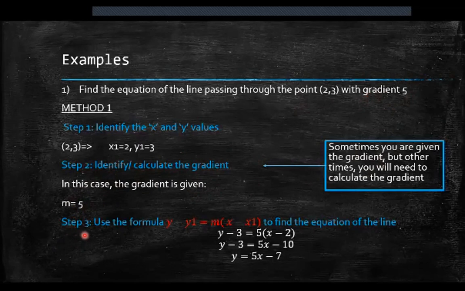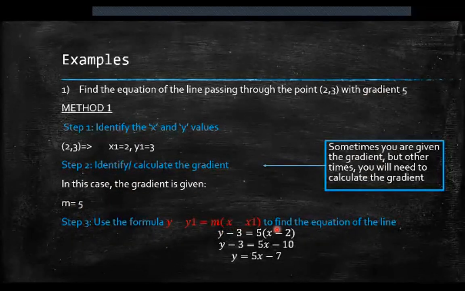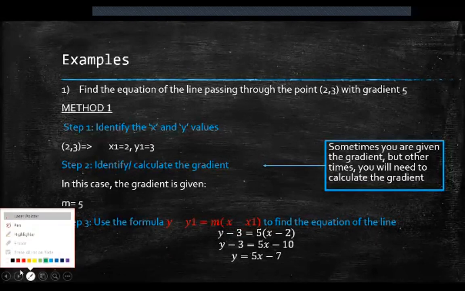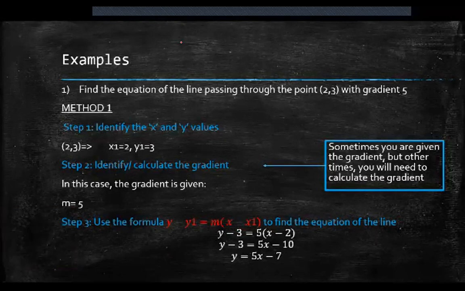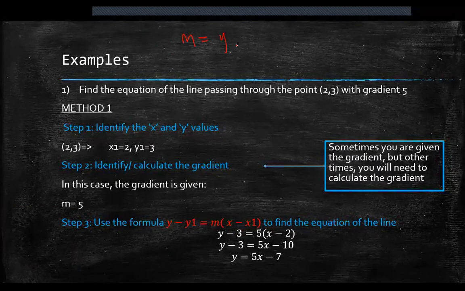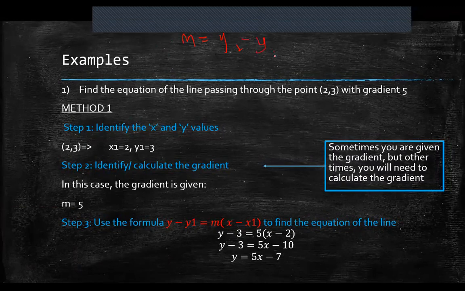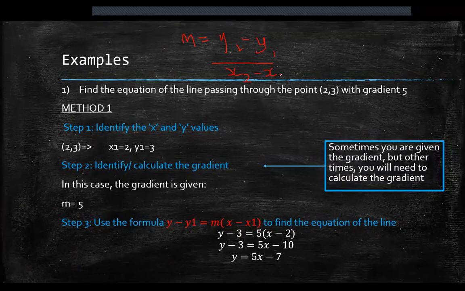The third and final step for this method is to use the formula y minus y1 is equal to m in brackets x minus x1 to find the equation of a line. How did they come about this equation? Let me show you. So m is equal to y2 minus y1 over x2 minus x1.